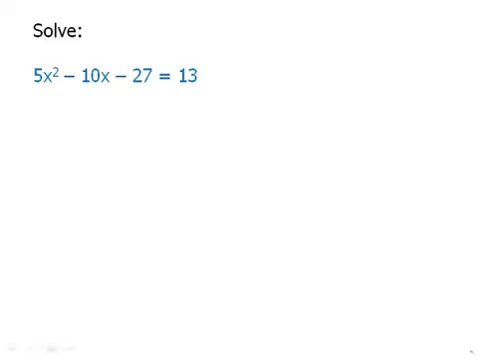Suppose we have to solve this. This looks a little bit trickier. Well, we'll start by subtracting 13 from both sides. And now notice we have a greatest common factor of 5. So we could factor that out.